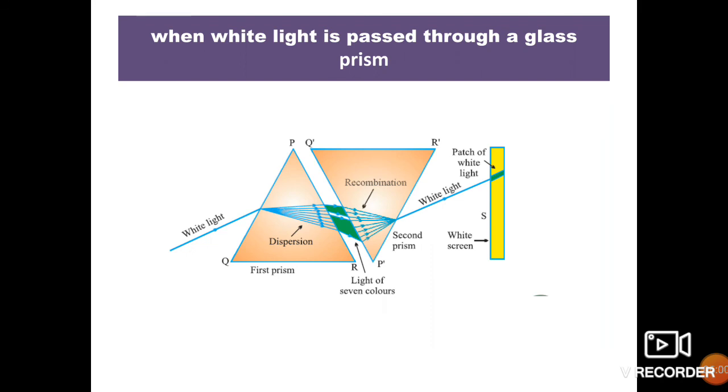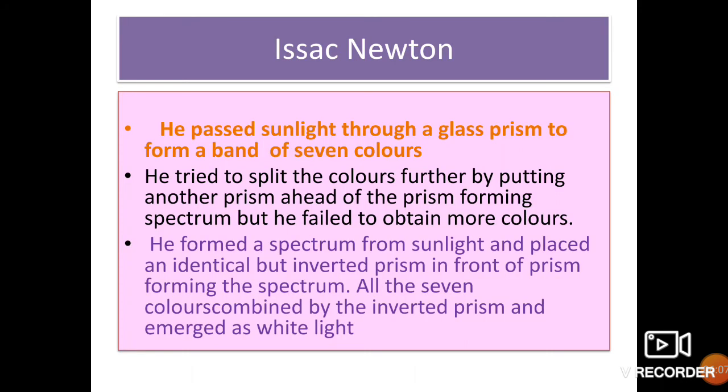Here you can see 2 prisms are used. Before that, Isaac Newton was the first person who proved that sunlight is made up of 7 colors. He passed sunlight through a glass prism to form a band of 7 colors. He tried to split the 7 colors further by putting another prism after the first prism forming the spectrum, but he failed to obtain more colors.